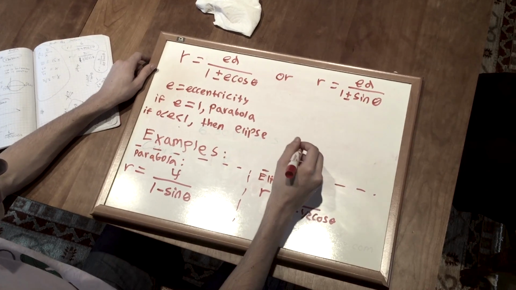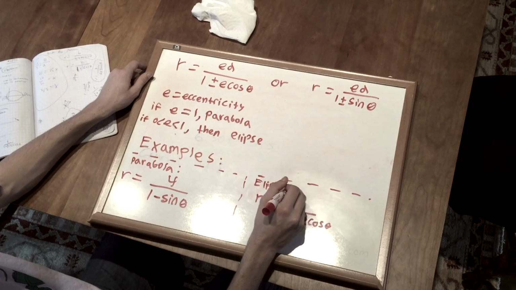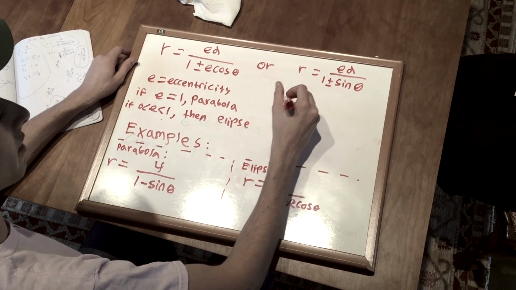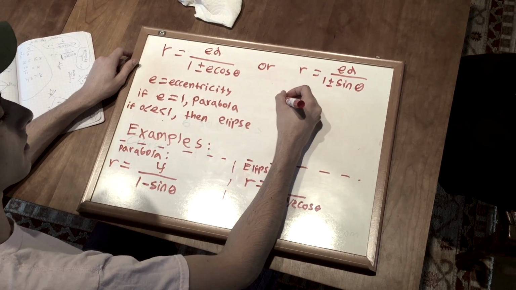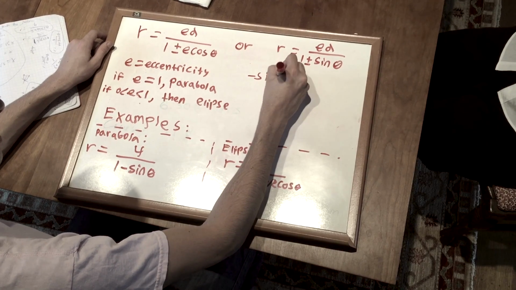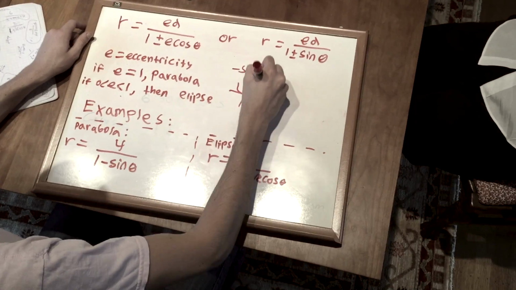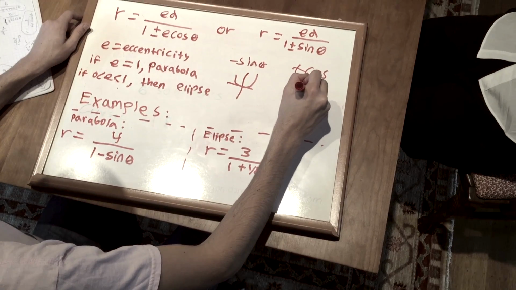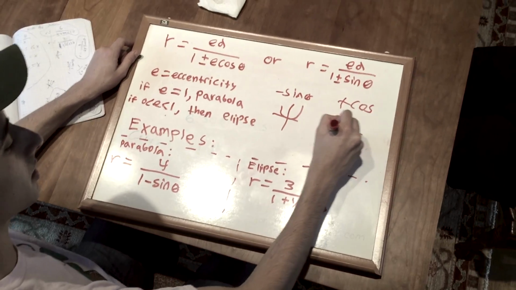If you have a plus sign, the shape will be facing downwards, or if you have a minus sign, it will be facing upwards. So for example, if you have a parabola with sine and a minus sign, so minus sine, your shape will look like this. But if you have plus cosine, you will see a parabola that looks like this.